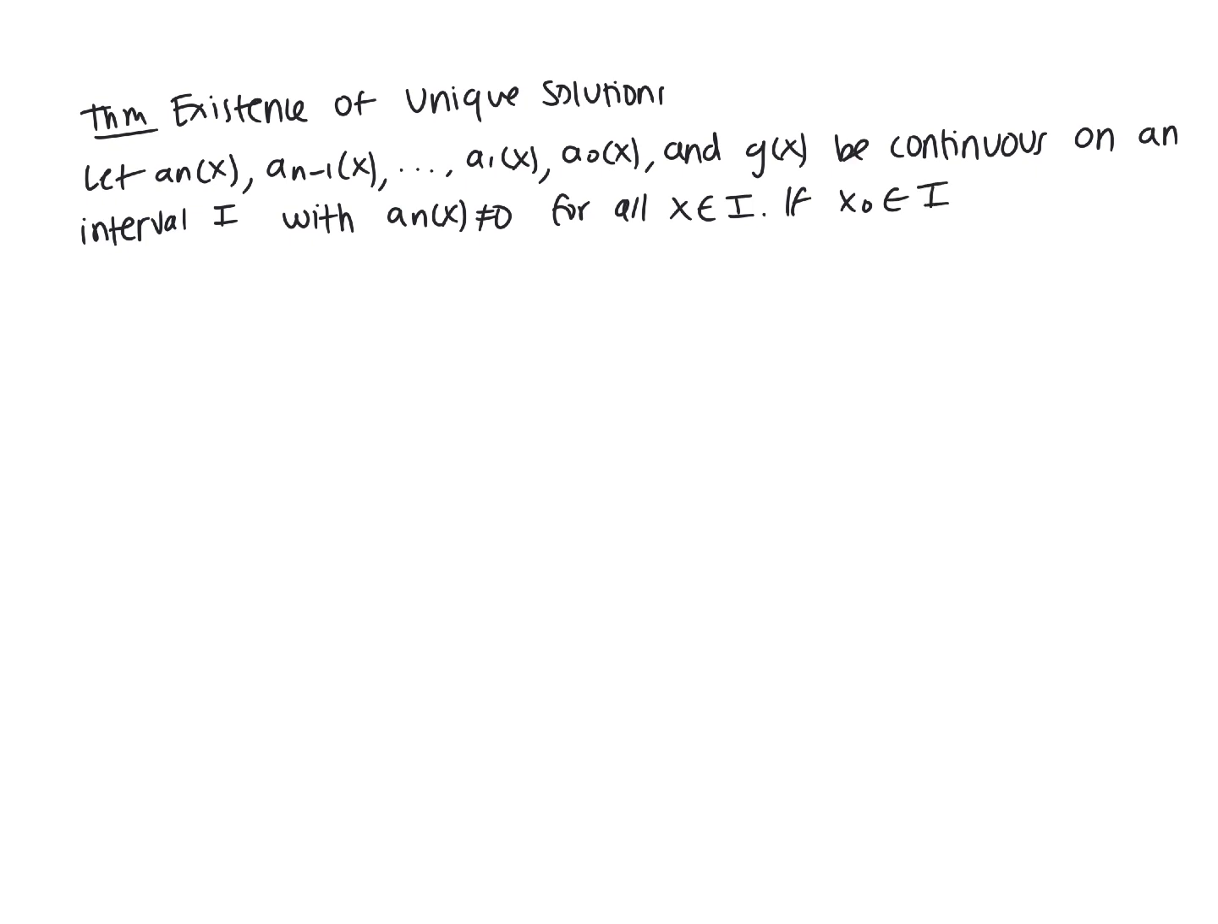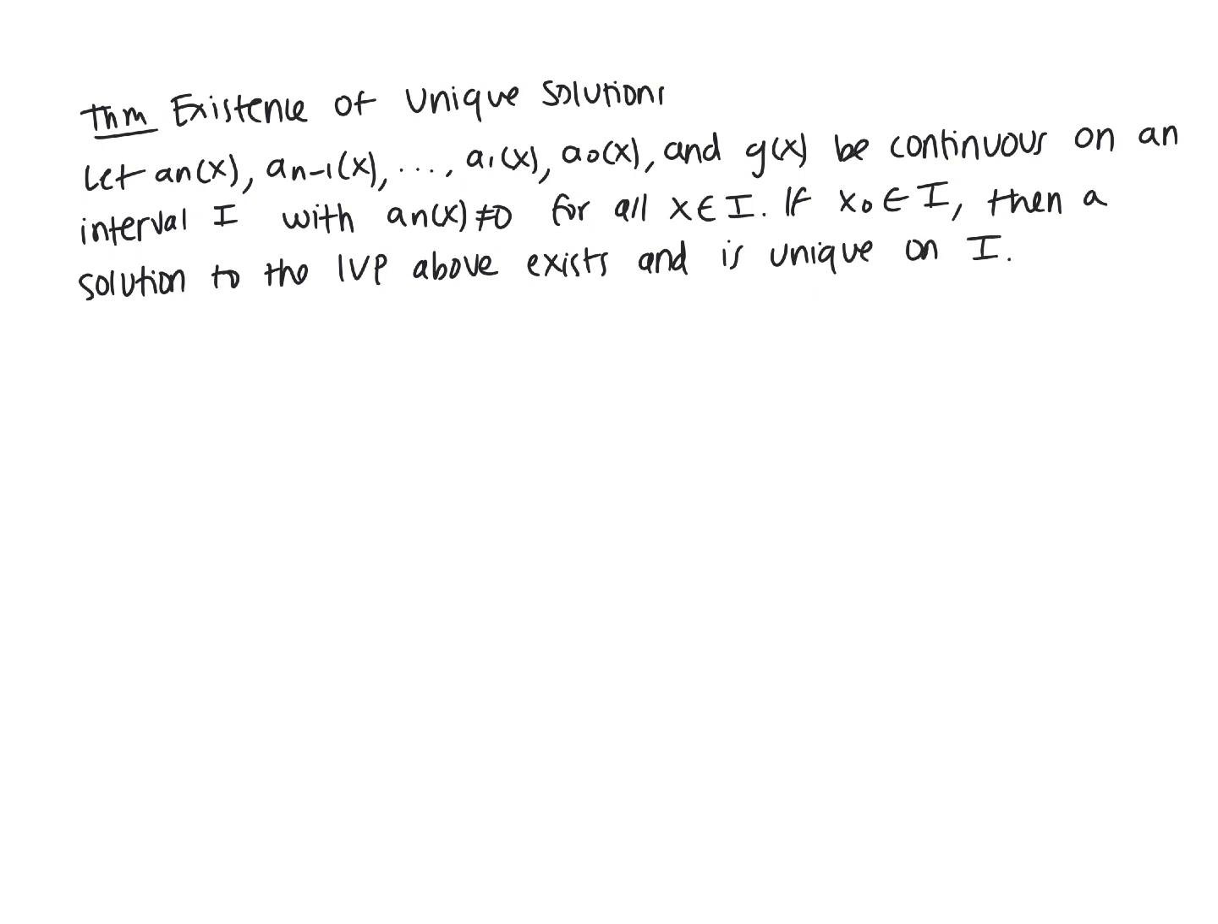If x_0 is an element of that interval, then a solution to the initial value problem above, so the one we already wrote, exists and is unique on that interval. Okay, so in order for a solution to exist and be unique on that specific interval, really two main things have to occur. All of those coefficients have to be continuous on the interval. So that's the first thing that you're going to check. When you have your initial value problem, are all of the coefficients continuous on the interval? And then the very first coefficient cannot be 0 for all x that are in that interval.